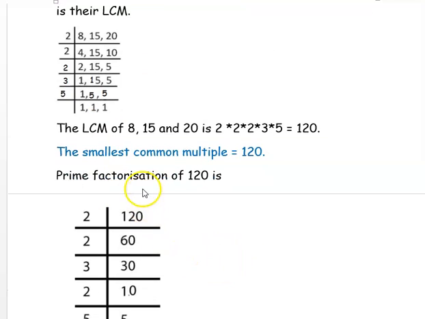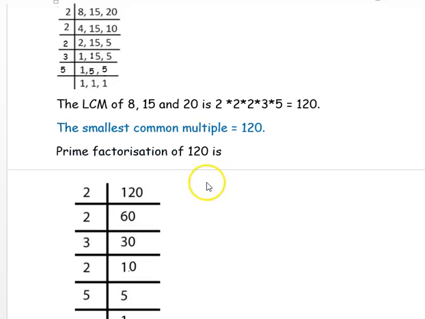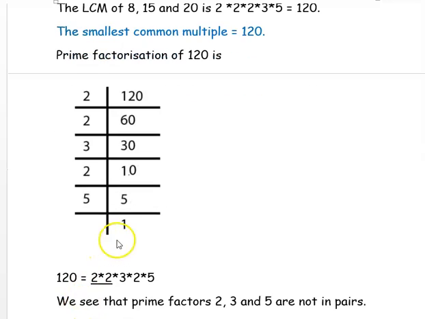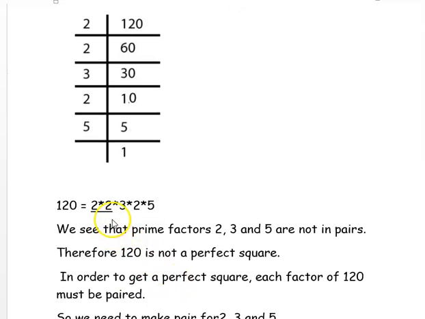Now let's see the prime factorization for 120. I am dividing 120 by 2, I will get 60, which divided by 2 I will get 30, which divided by 3 I will get 10, which divided by 2 I will get 5, and 5 further divided by 5 I will get 1. So the prime factors of 120 are 2 into 2 into 2 into 3 into 5. If you see here, the prime factors 3, 2 and 5 are not in pairs. So 120 is not a perfect square number.